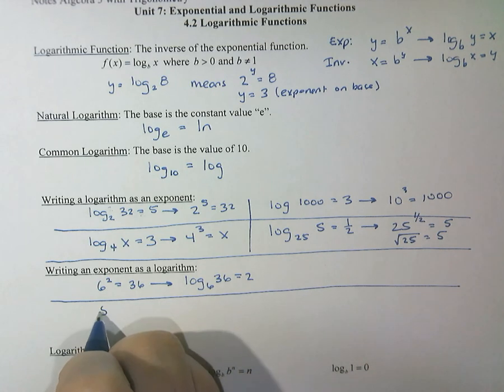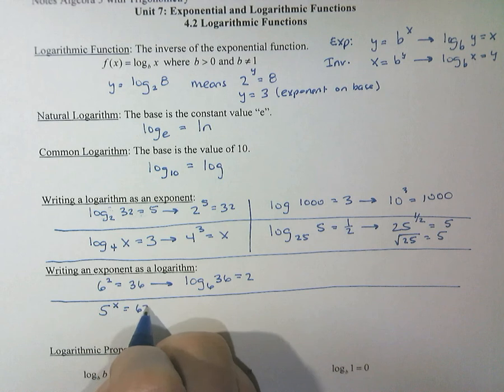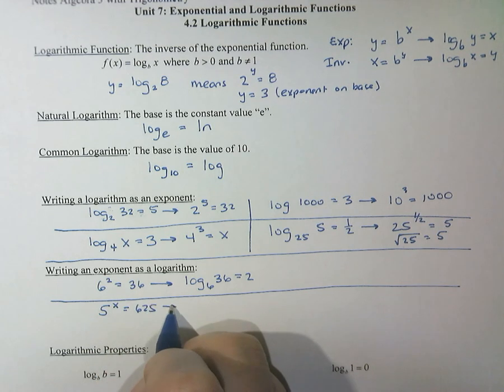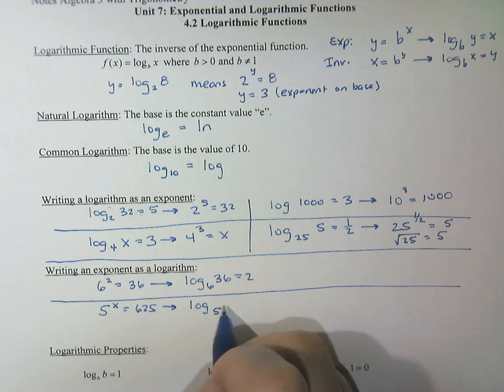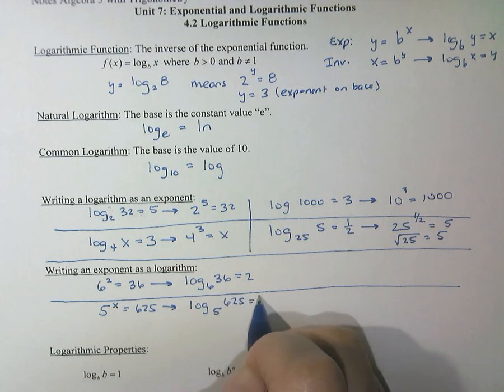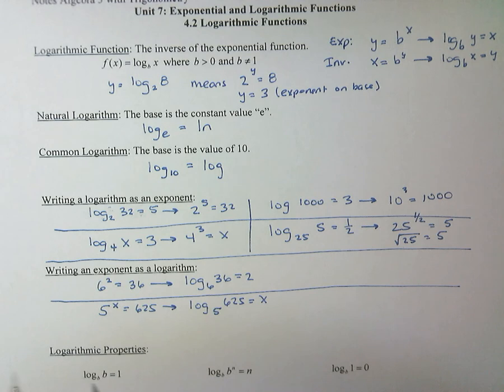Another example, 5 to the x power equals 625. If I rewrote that as a logarithm, I'd have log base 5 of the value 625 is equal to x, which is the exponent.